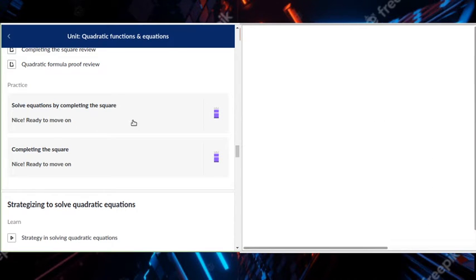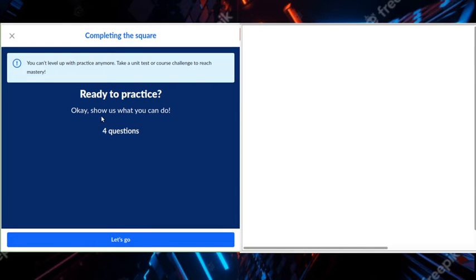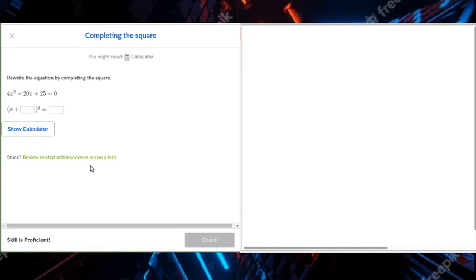Okay, so I went back and fixed that completing the square, solving equations, and I don't really understand why this completing the square is connected to my score there, but we're going to do that anyway. You may not have to do this, because this appears to be connected to the other one, but we're going to run through it just in case you want to try it.